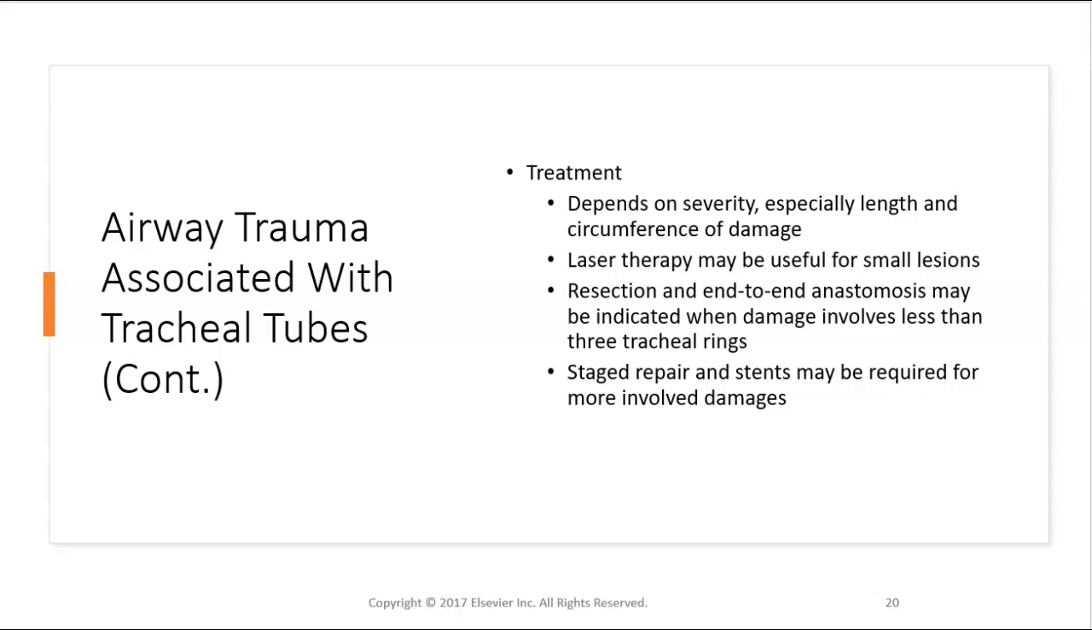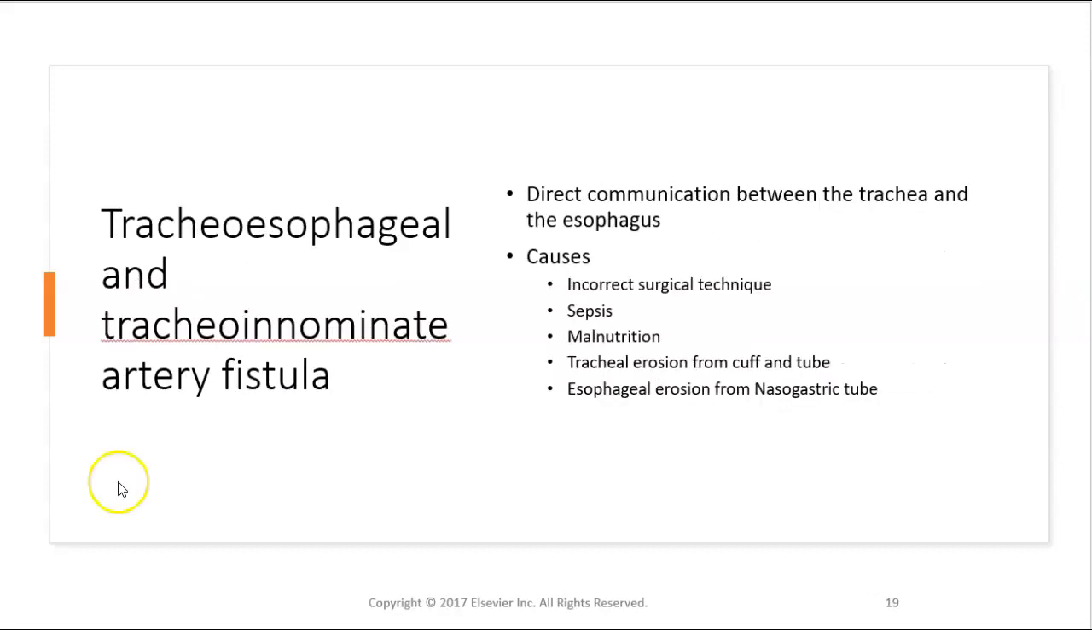With the tracheoarterial fistula, there's an artery that runs right along your trachea and the tissue erodes between the two. This is going to be a big deal. This will result in a massive hemorrhage if it happens. In most cases, these patients die because they bleed to death really quickly. This is a very rare complication, okay?